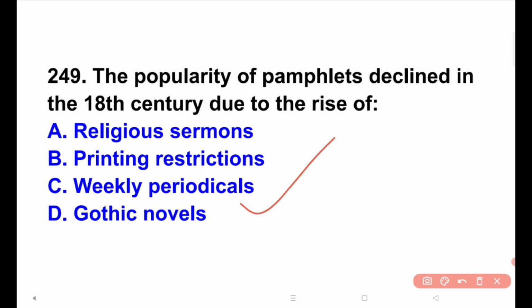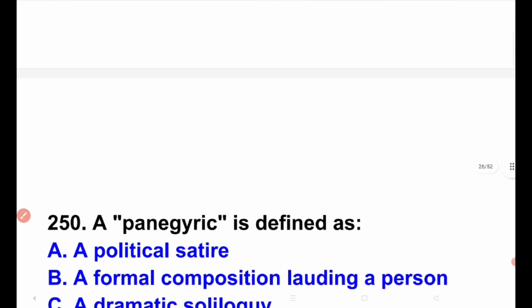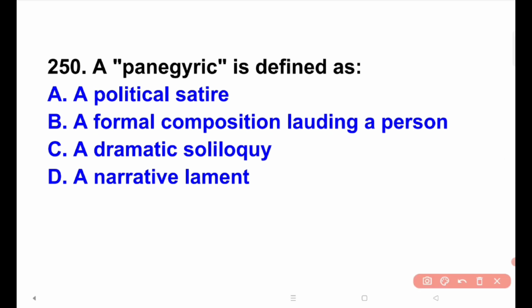Next, panegyric is defined as a formal composition lauding a person. Panegyrics praise and honor individuals, often delivered in speeches or writings. A formal written or oral composition lauding a person. A political satire is opposite in tone to panegyric, a dramatic soliloquy is a different literary form, and a narrative lament is an elegy.